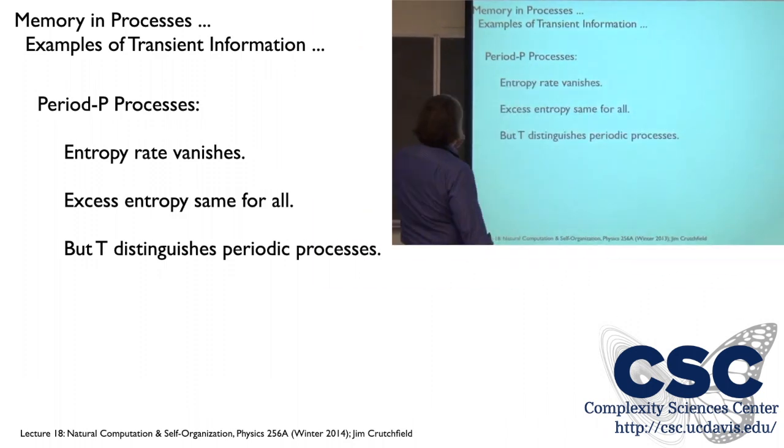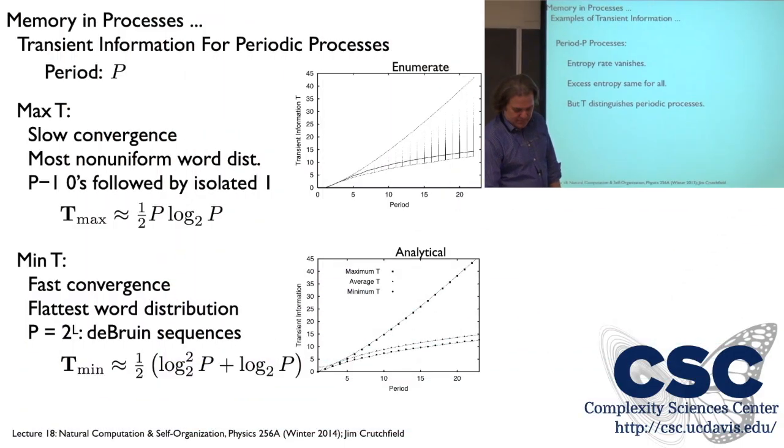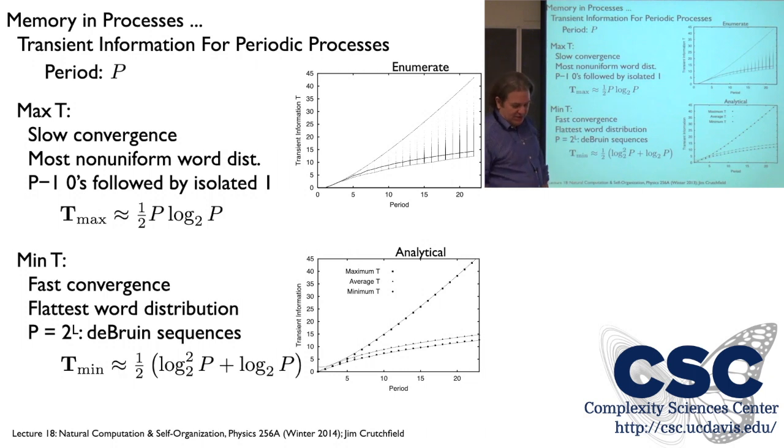So that's good. At least for periodic processes, H, mu, and E are not helpful at all. But T lets us distinguish them because it's tracking how we synchronize. That sort of brings up this interesting question. There's a view of the world that everything is periodic. That's called Fourier analysis, right?